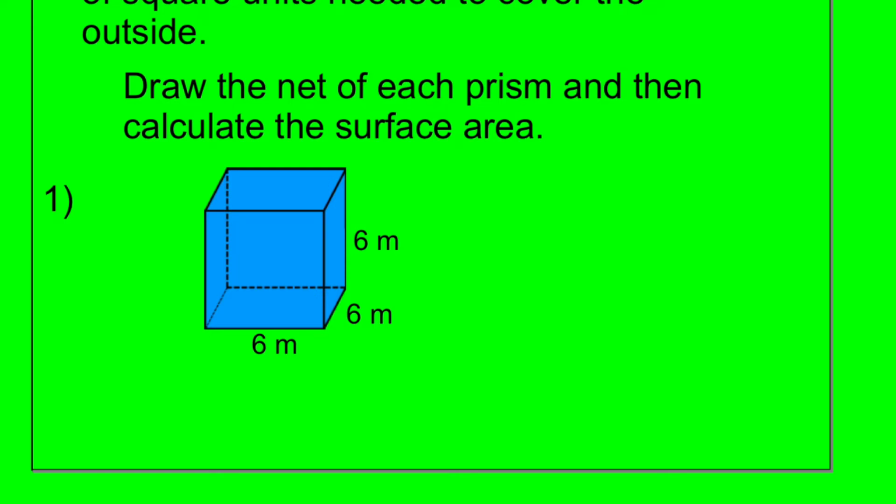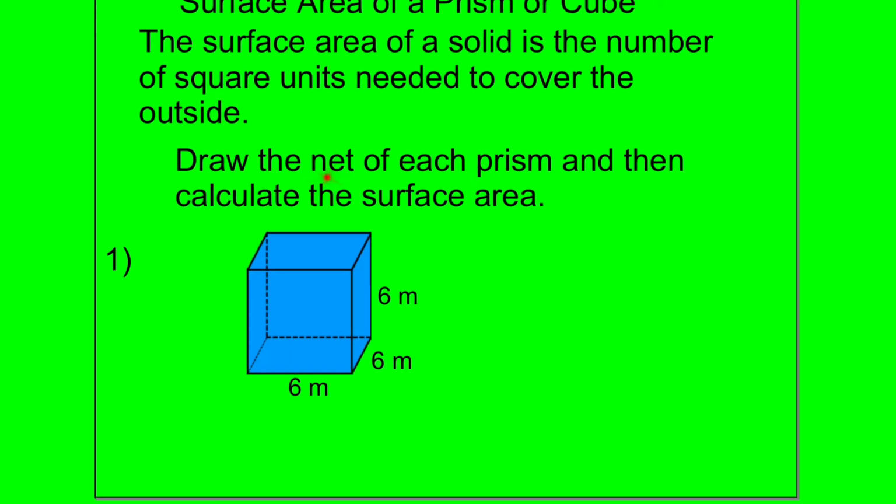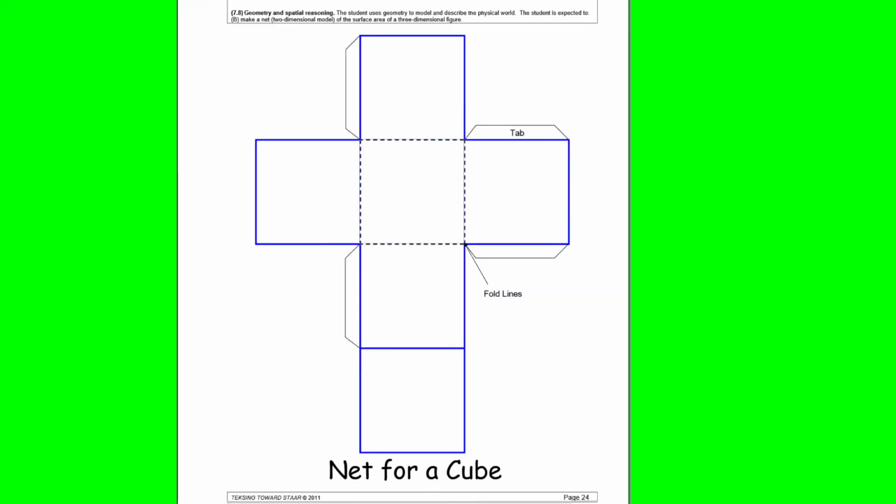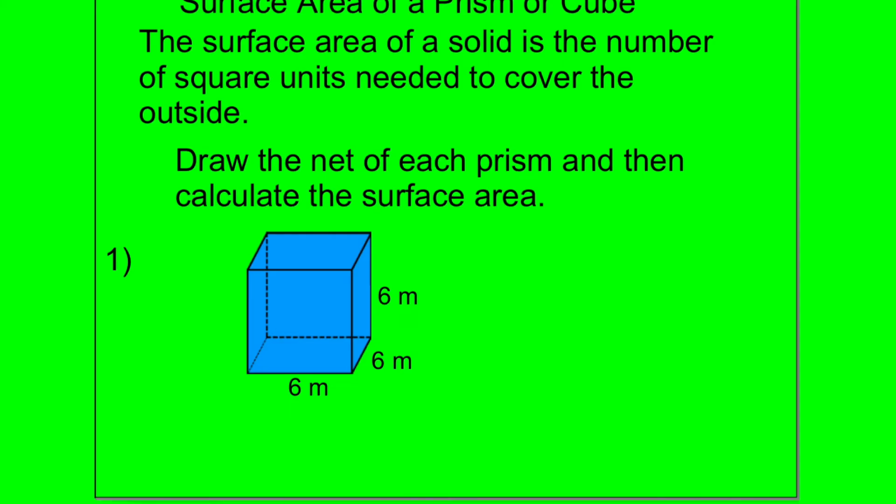Now what we're going to do here is draw the net of this cube, and then we're going to calculate its surface area. So the net of a cube is really easy, right? That's the thing we looked at back here. The net is going to be 6 squares. So on this next page, we're going to draw the net of this cube.